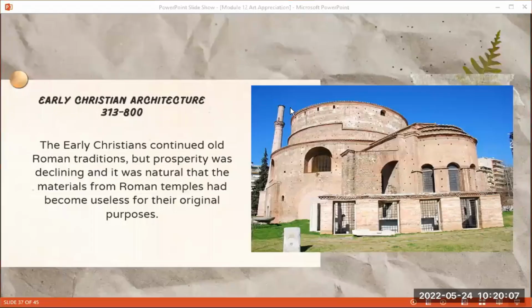Now, let's talk about the early Christian architecture, that is from 313 to 800. The early Christians continued the old Roman traditions, but prosperity was declining, and it was natural that the materials from Roman temples that had become useless for their original purposes were reused. You can actually notice that the dome style roof was removed on this type of architecture.